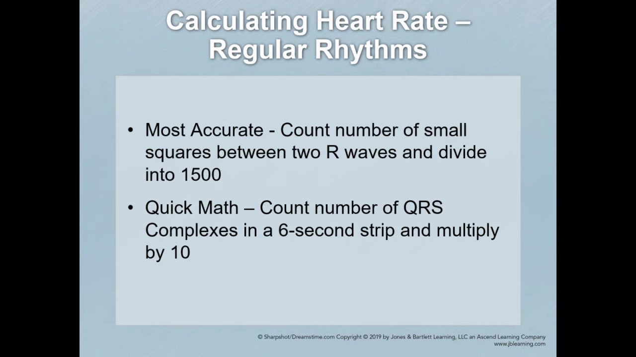The most accurate method we can use in the pre-hospital setting, though, is to count the number of small, those 1 millimeter by 1 millimeter squares between 2 R waves, and divide that into 1500. So if I had 15 small blocks measured from R to R in between each one, I divided 1500 by that 15, my accurate heart rate would be 100.